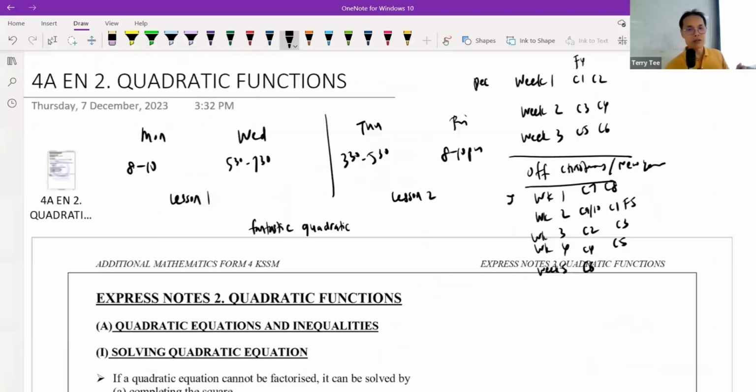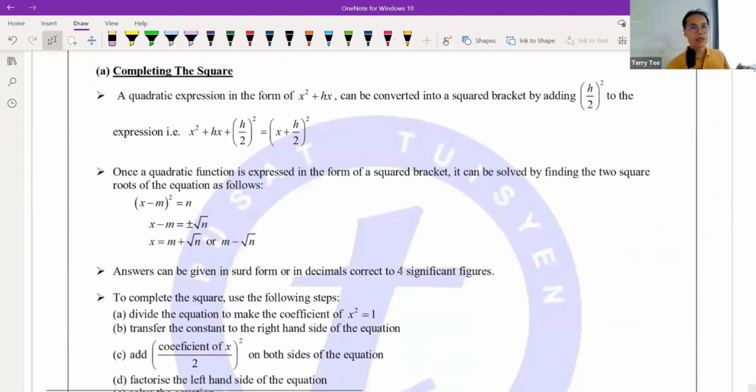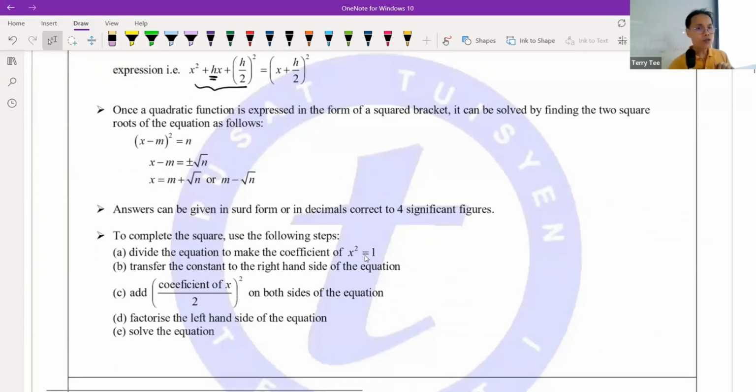Okay, sorry, I'm using the wrong page. It's supposed to be this one. Now let's look at this one. The idea is to complete the square, right? You need to add a number. The number must be half of the coefficient of x. In this case, it's h. So you add h over 2, you square it so that you can factorize this into x plus h squared. Then once you got what we call a square bracket, you just have to bring whatever to the right-hand side, square root it, and solve for x.